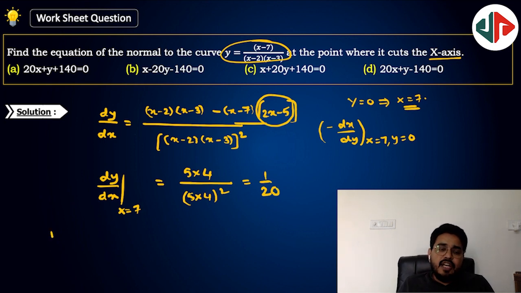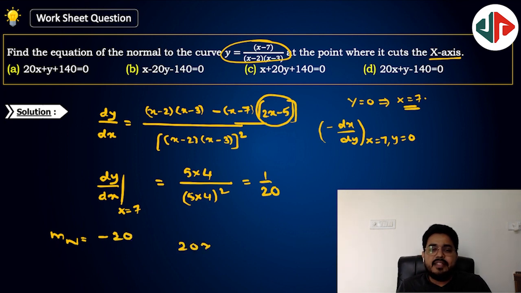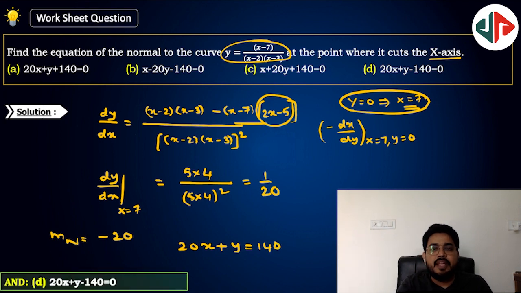So slope of normal is equal to minus 20. So the line is 20x plus y, passing through 7 comma 0, is equal to 140. So the answer is going to be this one. And here one important thing is maybe you can go for the verification also. The point 7 comma 0 only is satisfied, so directly you can mark the answer.